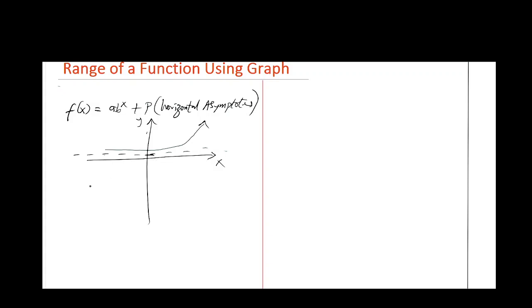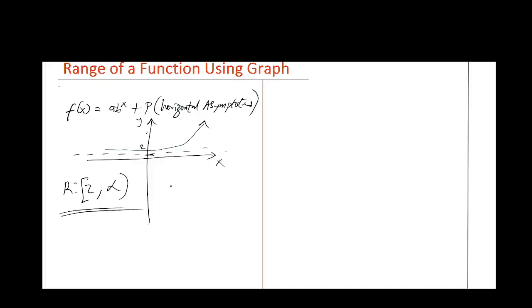Let's write the range of this function. How do we write it? Let's assume that the horizontal asymptotes here is, let's say, 2. All right, and we can say that the range is, let's say, from 2 to infinity, and that gives us the range of the function.